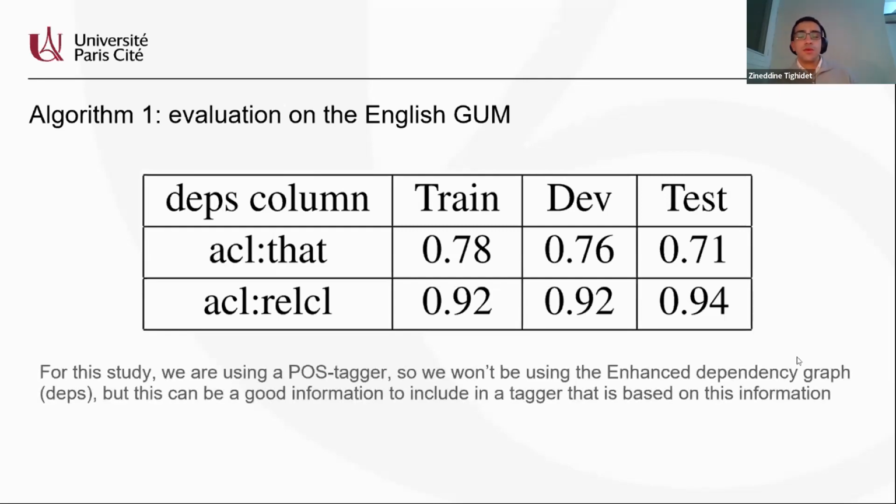For this study, we have used a part of speech tagger, so we won't be using this information, which is the enhanced dependency graph, but it is really interesting information to include in a tagger that uses it. It also gave us interesting information about how challenging it is to annotate complement clause that. We'll see some results later.